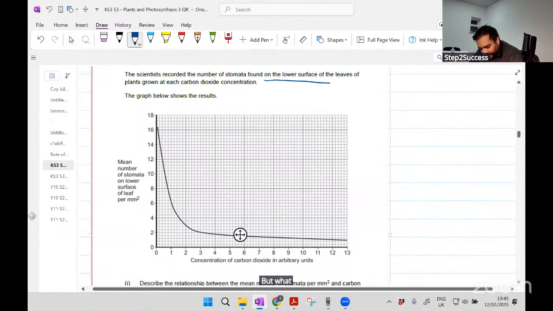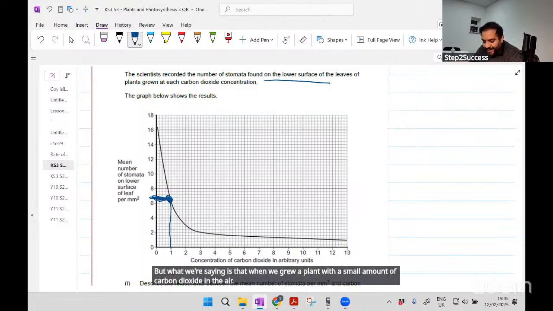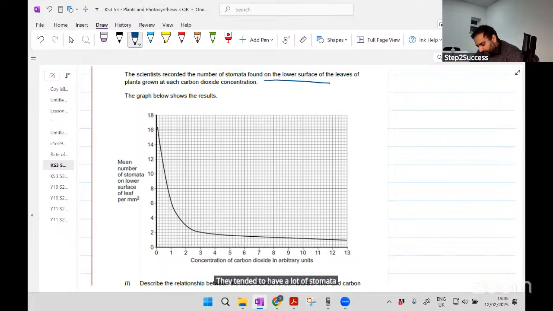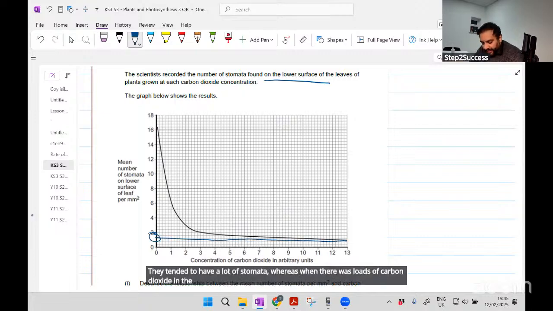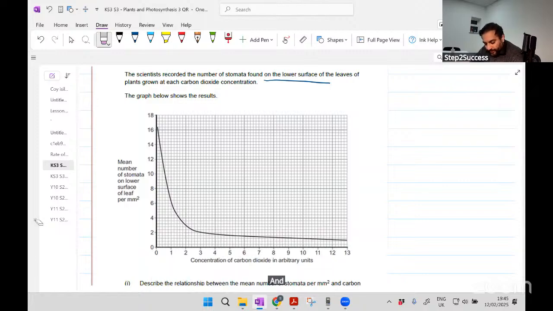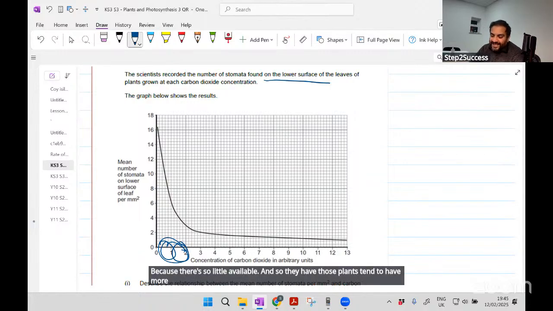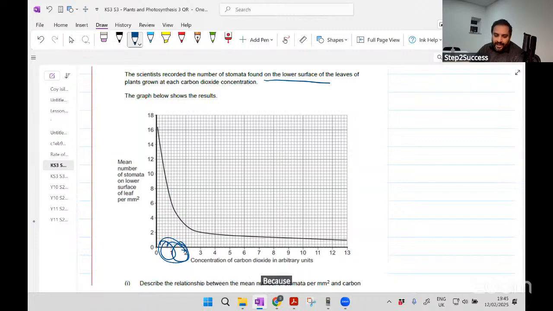But what we're saying is that when we grew a plant with a small amount of carbon dioxide in the air, they tended to have a lot of stomata, whereas when there was loads of carbon dioxide in the air, they tended to have very few stomata. The reason is that plants need carbon dioxide. If there's very little of it in the air, they need to maximize how much they can get in, so those plants tend to have more stomata. Stomata are the things that let in CO2, so they're trying to increase the likelihood of getting it.